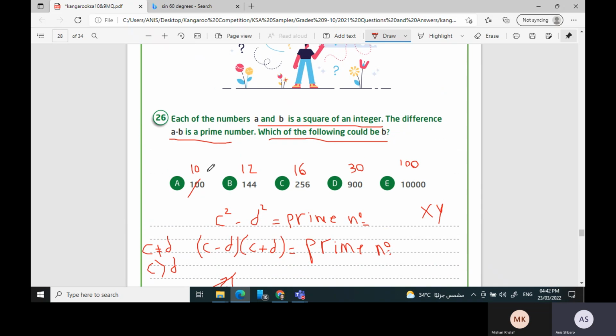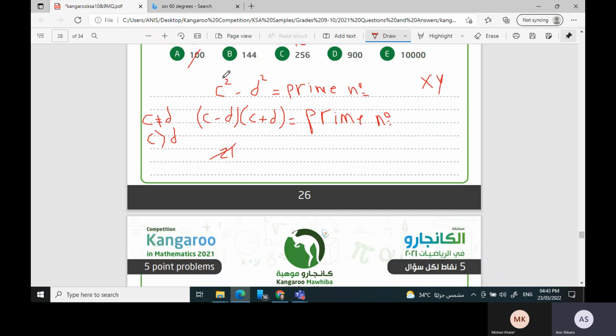I know it's a bit hard for you, but let me just repeat what we did. C power 2 minus D power 2, because I know it's a square of an integer. So, of course, C power 2 minus D power 2, the remarkable identities, we know that it's equal to C minus D into C plus D. So, now using this, we can simply know that C minus D multiplied with C plus D should be a prime number. Obviously, it's a prime number. They are asking us to find a prime number in this condition.